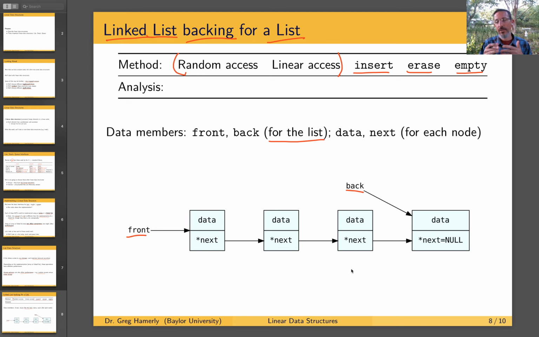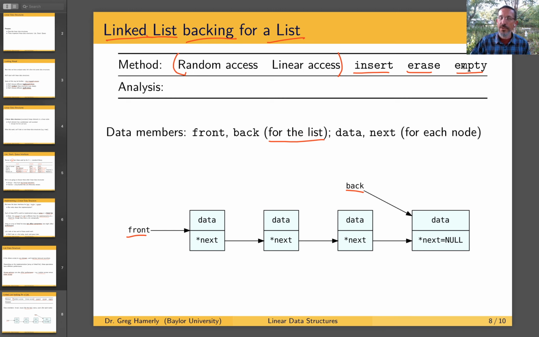It's just that it crowds the paper or the screen, and it's actually a little more interesting to talk about singly linked lists. So let's look at each of these methods: random access, linear access, insert, erase, and empty, and determine what is the running time for each of these. Well, that requires us to think a little carefully about what the implementation would be using a linked list. And let's do this in the easiest way possible first.